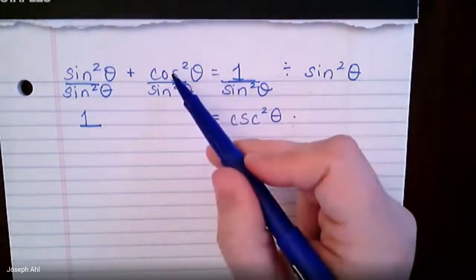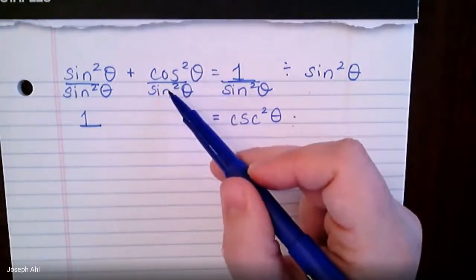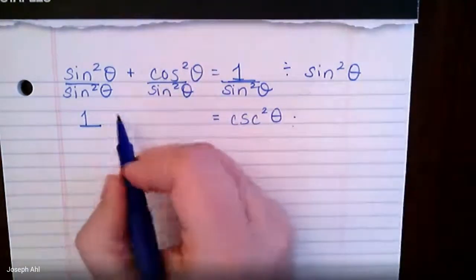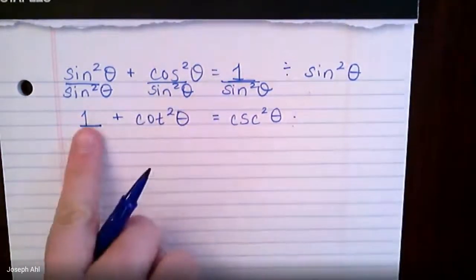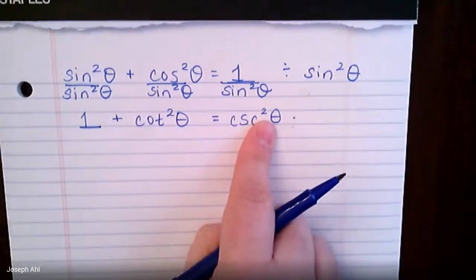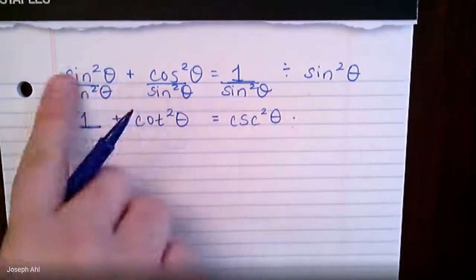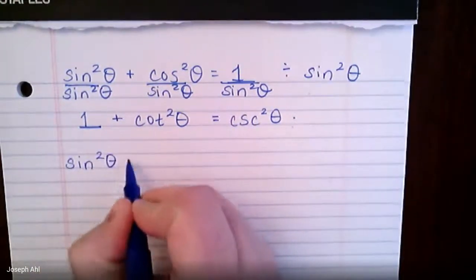And I'm hoping you remember that based on our unit circle business, that cosine over sine, that ratio is actually cotangent. Cosine over sine is cotangent, so this would become cotangent squared. 1 cot is cozy. Okay, that is one of the other Pythagorean identities. So you can actually take this whole thing, divide everything by sine squared, and get another Pythagorean identity.